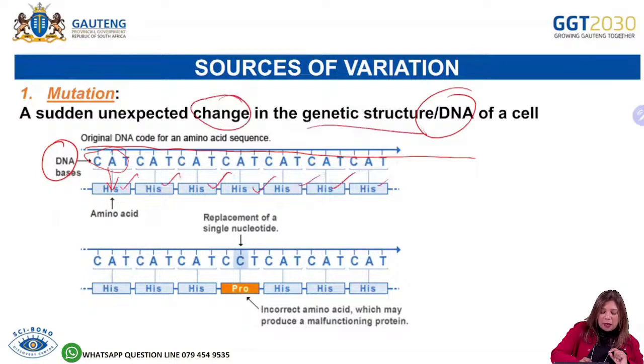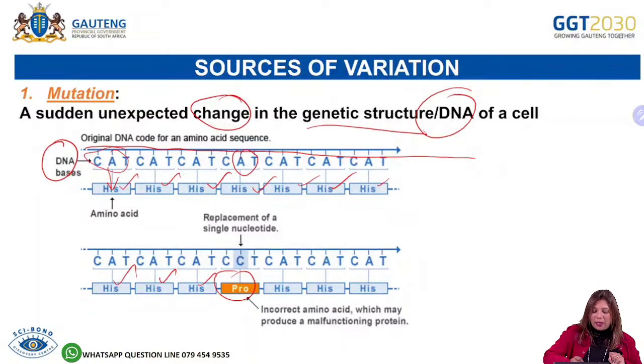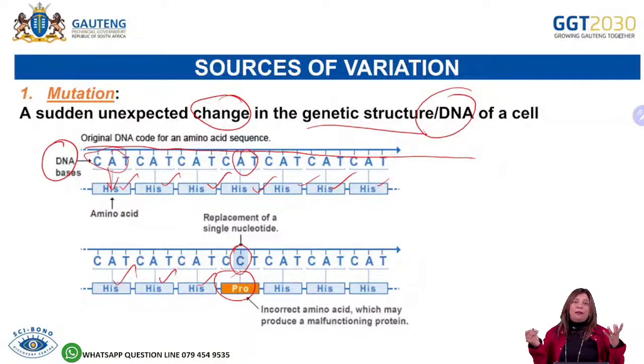Because here we see we got histidine, histidine, histidine. But now all of a sudden we got proline. If we investigate further, we can see that this was in fact adenine. But adenine was replaced by cytosine. Okay? And that has changed the genetic structure. So sometimes this can not have a big impact on the amino acid or the DNA. It can function normally. Other times it can impact it and it will not be able to function.